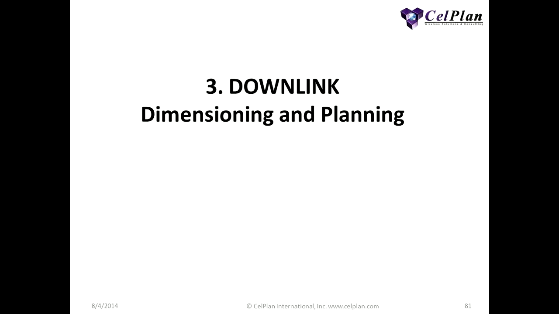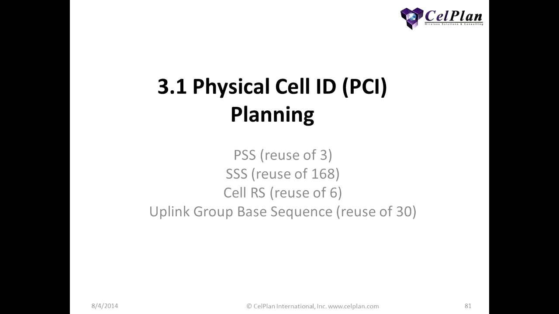And the only reason to use PCI is to distinguish the cells that have similar configurations. And we will talk a lot about this, and that's what will be our next topic here: downlink dimensioning and planning, and that's where we will talk about PCI. Actually, the next slide is physical cell ID, PCI planning. So this was a very timely question.